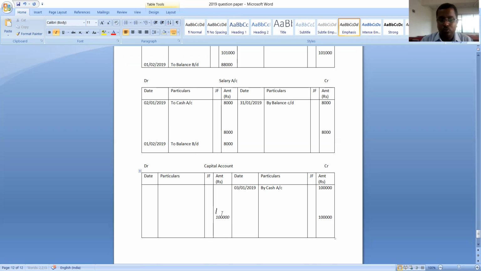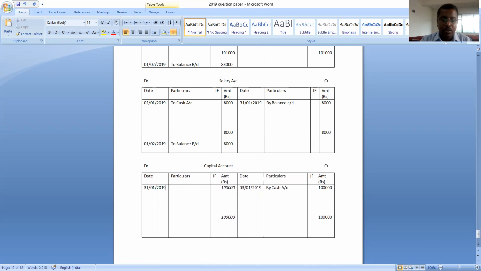Now what should you do? You should find out the balancing figure. How much is the balancing figure? It is rupees 1 lakh. Understood? Which balance is it now? It is a closing balance. Now, in the date column, we should write the closing date, that is 31st January 2019. In the particulars column, what should we write? We should write "to balance carried down." Closing balance carried down, opening balance brought down. So this is the closing balance, so "to balance carried down," right?